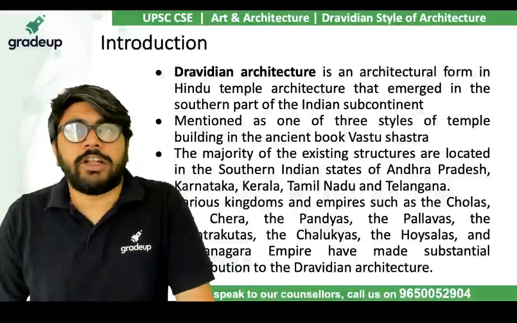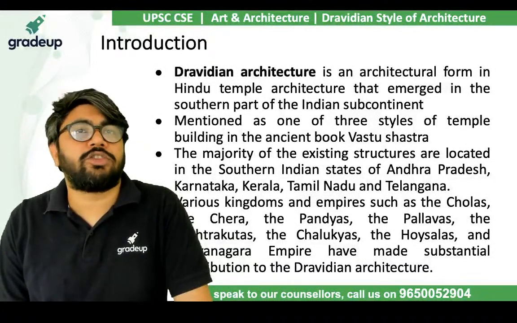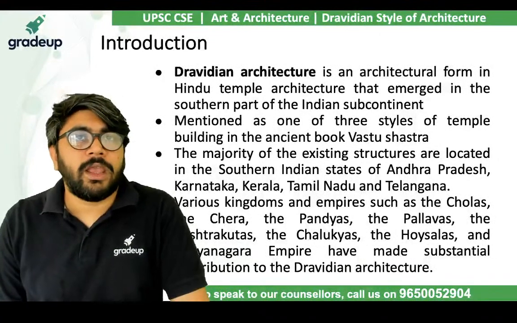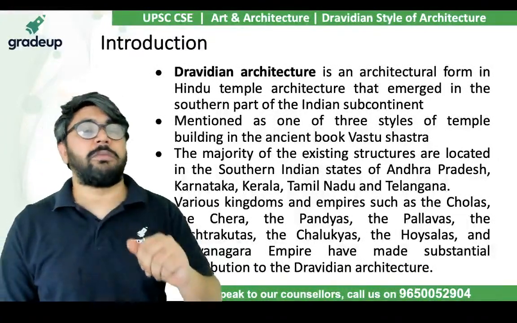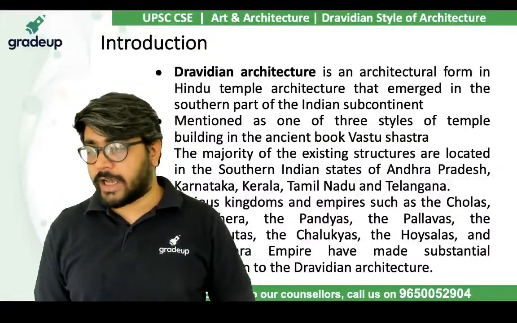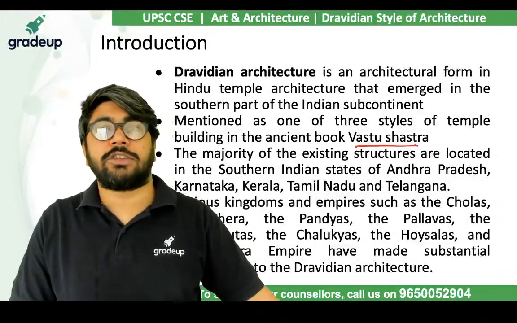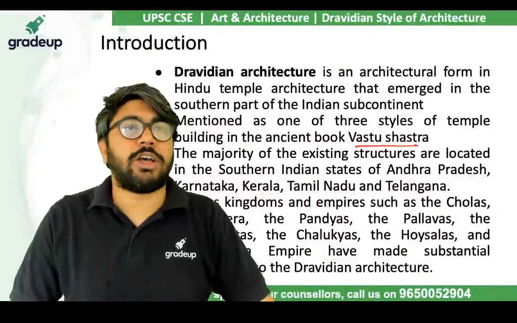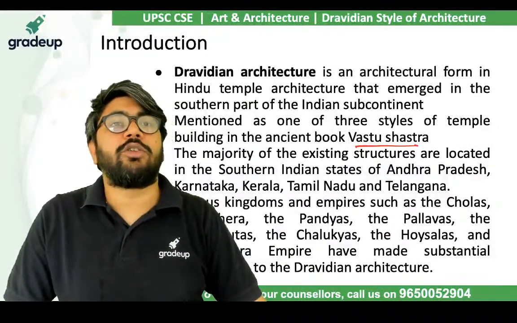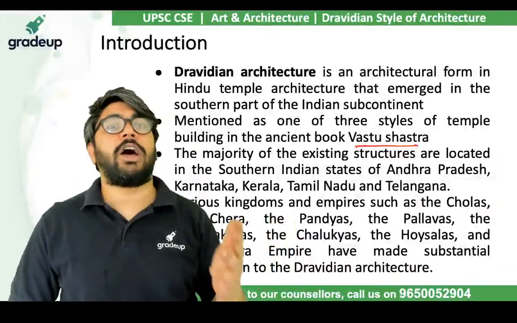So guys, let's begin with our topic for today. Dravidian architecture is an architectural form in Hindu temple architecture, which basically emerged in the southern part of Indian subcontinent. It is mentioned as one of the 3 styles of temple building in the ancient book Vastu Shastra, जिसका नाम आप बार-बार लेते हैं ना, right? Vastu Shastra, किस हिसाब से घर बनाना है, तो वही book है. And majority of the existing structures are located in southern Indian states of Andhra Pradesh, Telangana, Karnataka, Kerala, Tamil Nadu.